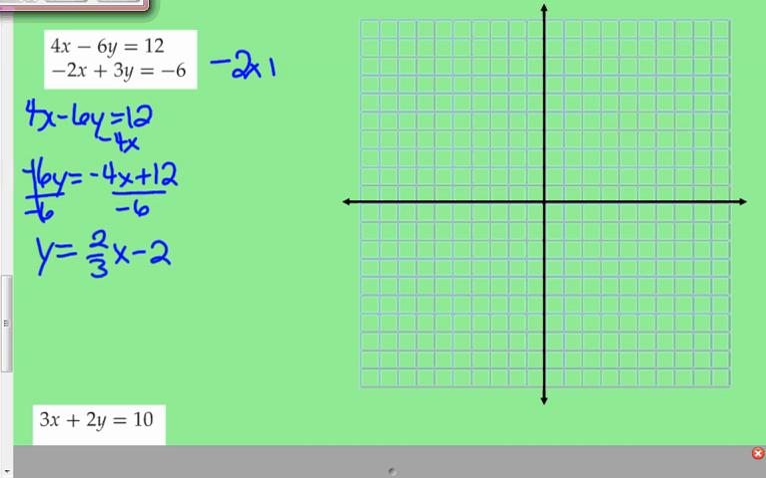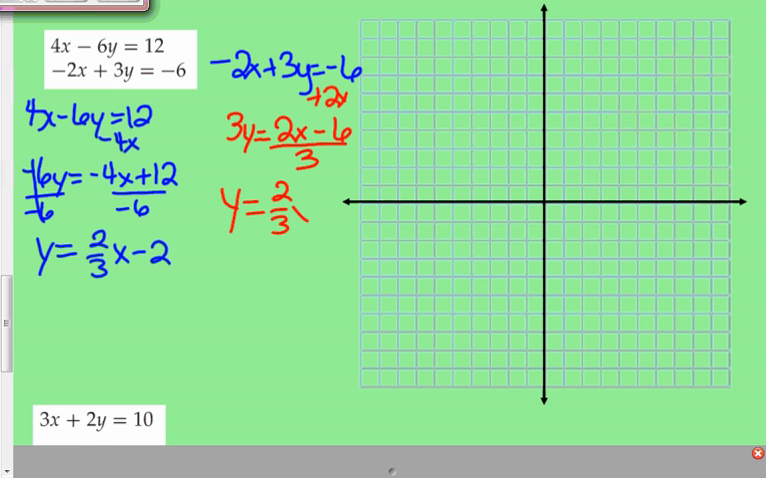Negative 2x plus 3y equals negative 6. Switch my marker. Add 2x first. So we'll get 3y equals 2x minus 6. Then we'll divide by 3. We'll end up with y equals 2/3 x minus 2.